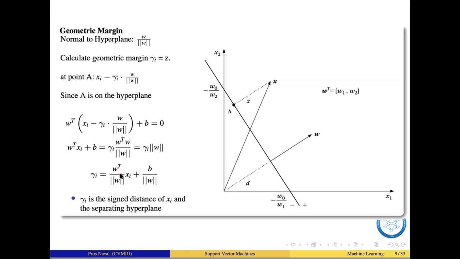So gamma I is W transpose divided by the norm of W times Xi plus B divided by the norm of W. So these values in the denominator are just scalars. Okay. So gamma I is the signed distance of Xi and the separating hyperplane. Okay, so Z, that's Z. And that is the one that we want to maximize, right? We want to maximize that, not just for this point, but for all the points.